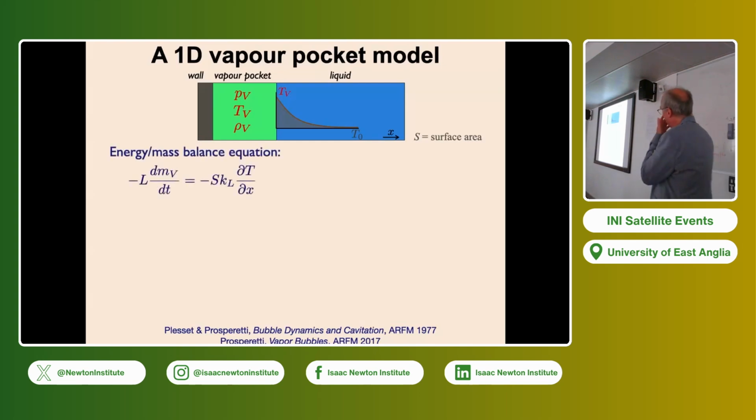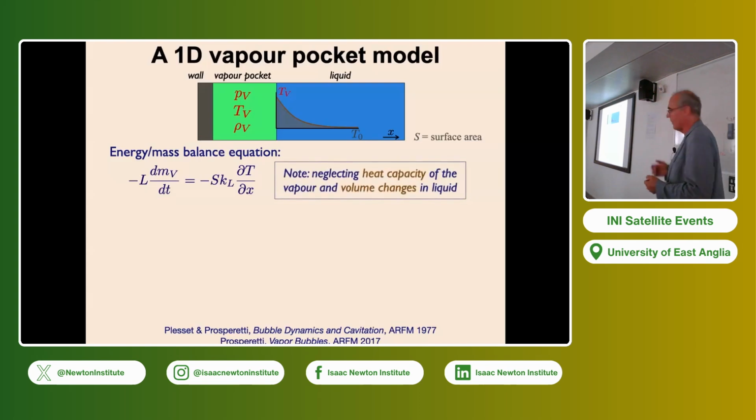So we can summarize that in an energy mass balance equation, where the heat that is created when vapor condenses is being transported away into the liquid. And then if we estimate the gradient, I should say that here we neglect the heat capacity of the vapor and volume changes into the liquid.